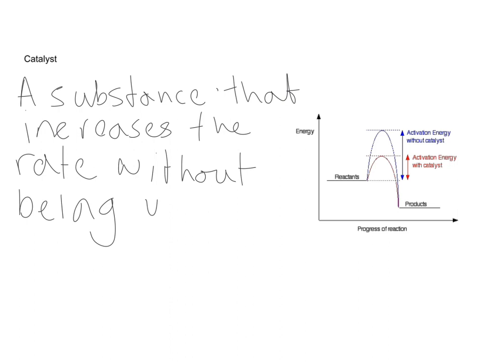And the way it does that is it provides an alternative reaction pathway. That alternative reaction pathway results in the same products at the end, but the key thing about it is that it has a lower activation energy. So over on the right, you can see the activation energy without a catalyst, which is the taller of the two curves, and the activation energy with a catalyst, which is the smaller of these two curves.